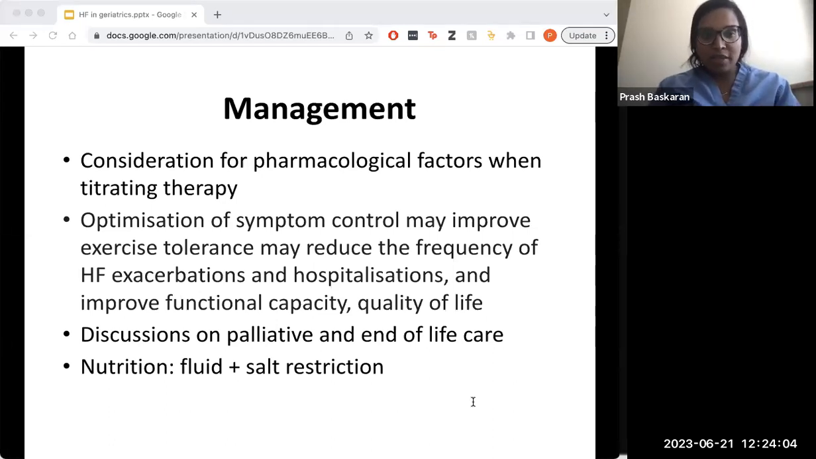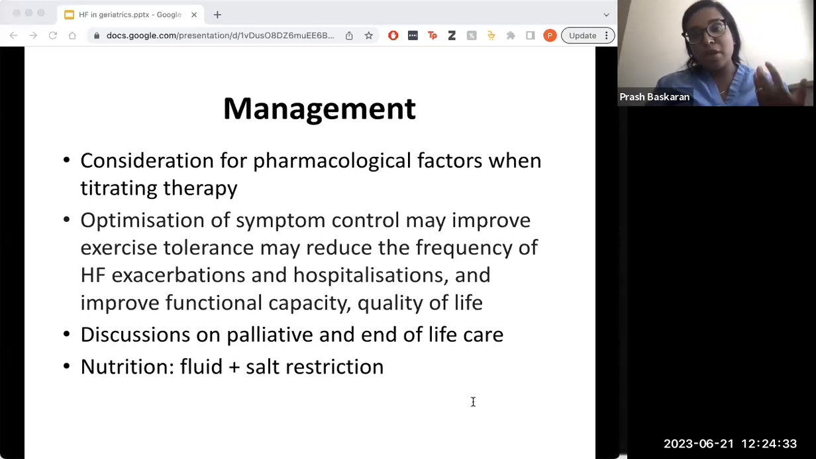Two things that often get missed, especially in the frail population, are the importance of exercise as well as nutrition. Evidence does show that optimization of symptom control can improve overall exercise tolerance, and that in itself may reduce the frequency of heart failure exacerbations and hospitalization and improve overall quality of life. And from a nutrition perspective, we often implement salt restrictions and fluid restrictions, even in our older population.